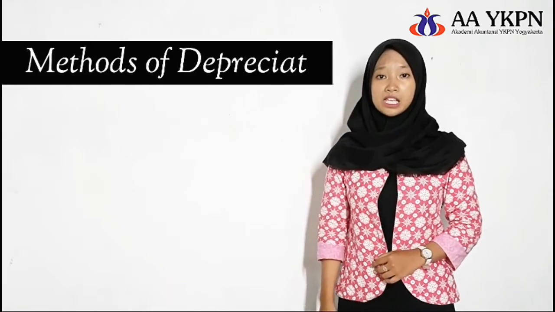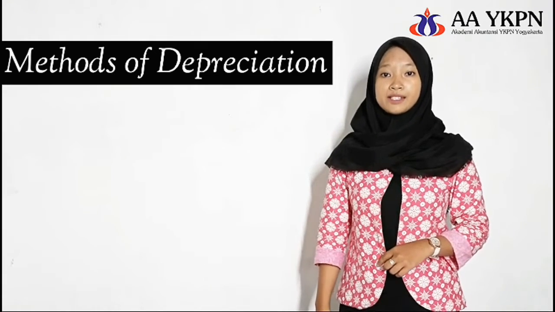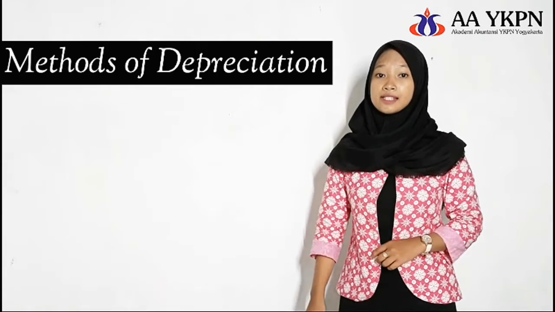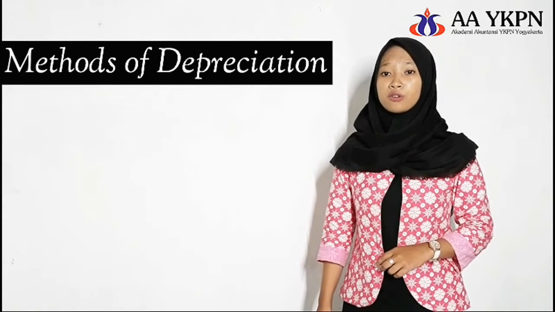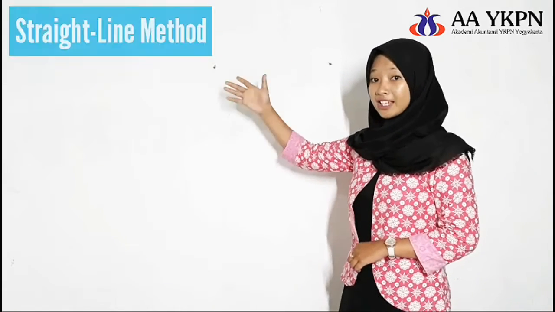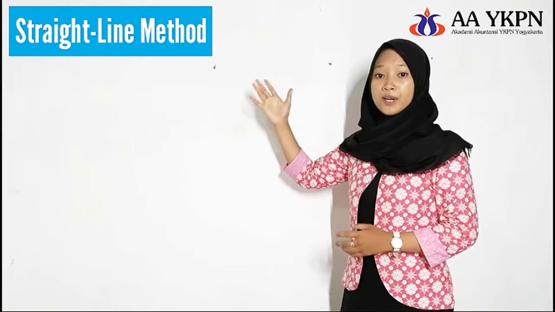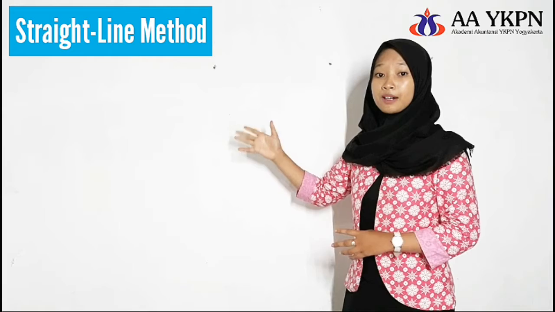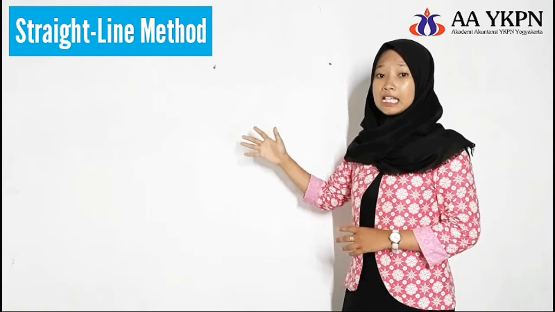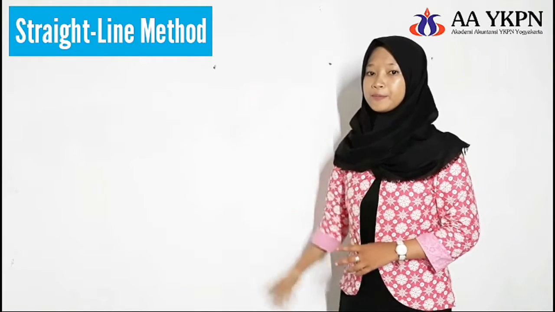Method of depreciation. There are several methods for calculating depreciation, generally based on either the passage of time or the level of activity of the asset. Straight line method. Straight line method considers depreciation a function of time rather than a function of usage. Companies widely use this method because of its simplicity.